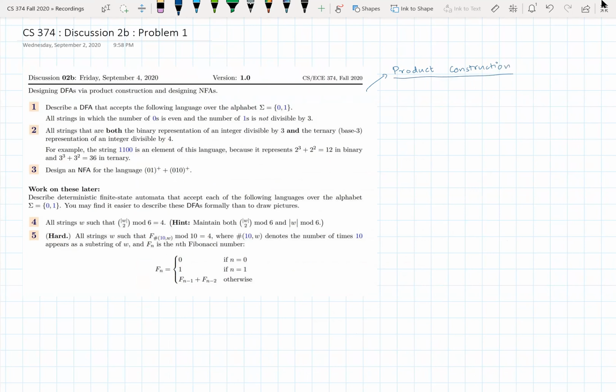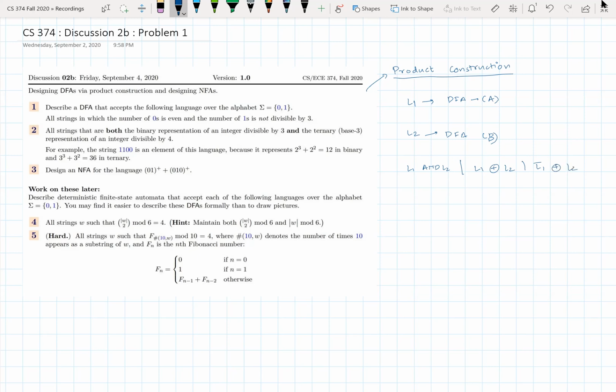So why would anyone even concern themselves with something like this, right? Why would people think of doing a product construction? Suppose you have two languages, let's call them L1 and L2, and you have a DFA which we will call A for accepting L1, and you have another DFA, let's call this DFA B for accepting L2. And now I ask you, okay, create a DFA that accepts L1 and L2, or something more complicated, L1 XOR L2, or even let's say L1 bar XOR L2.